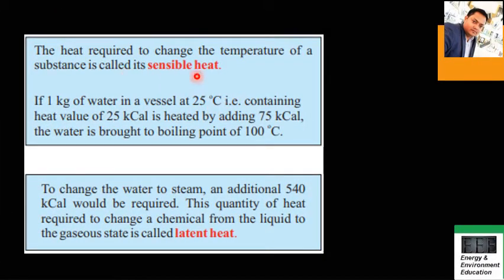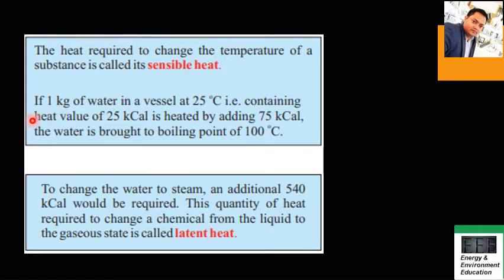Again, these are two different types of heat that you must understand and remember, or they may ask you to define them and briefly explain them. Sensible heat and latent heat are the two key terms that you should understand and remember, friends. The heat required to change the temperature of a substance is called sensible heat.